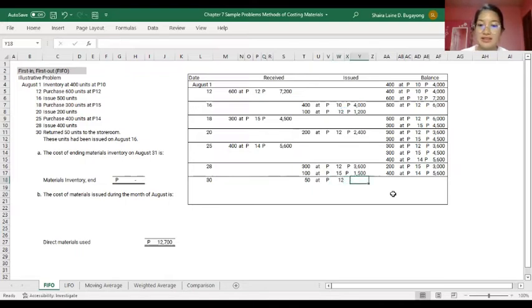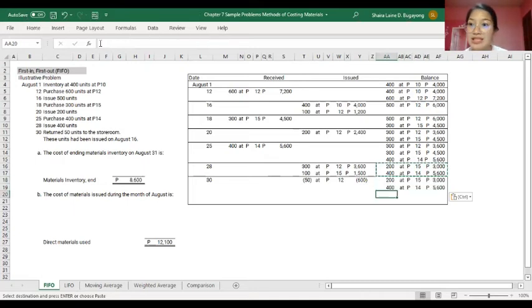And then, so ang amount ana is 50 multiplied by 12. So that is 600 nga as negative. Okay. So our balance, ending balance sa inventory is kani siya, balance sa 28 plus ang 50 nga gi-return. So that is 600. Okay, so our materials ending inventory na dayon is sum ani is 92.